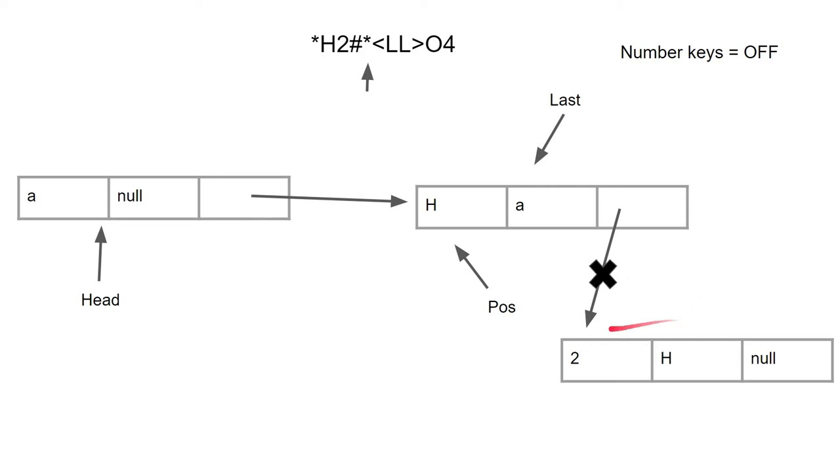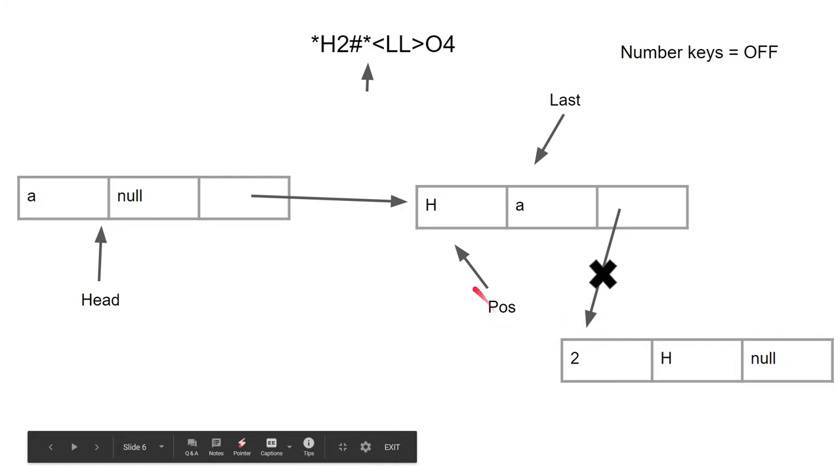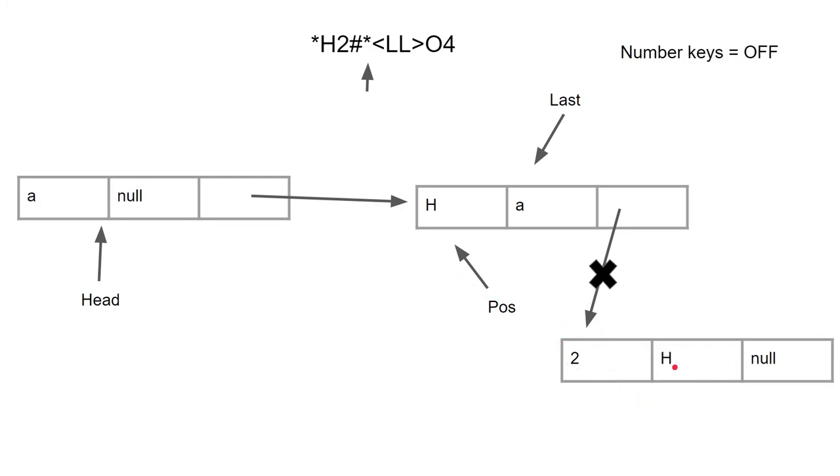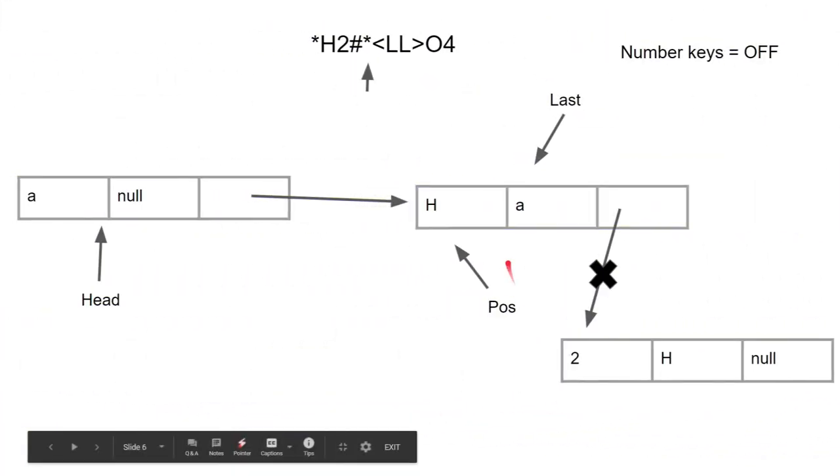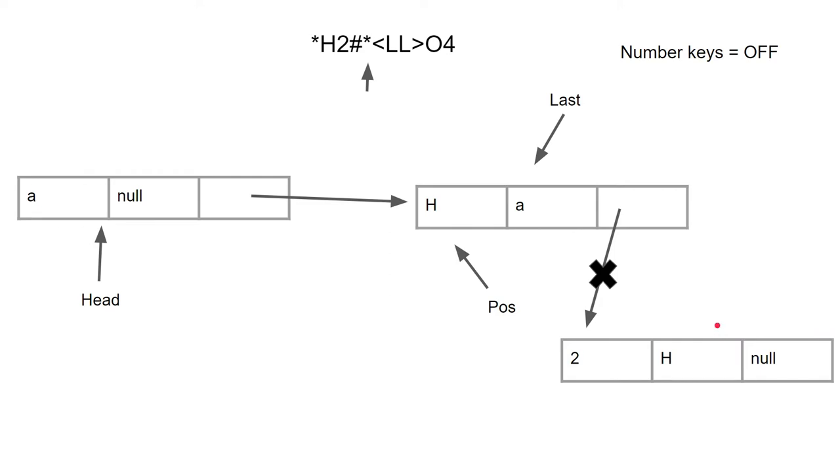So here we are deleting this node as this was the last node, and position will be equal to position dot previous. So this pointer will come back here. Also we need to update the last node because earlier this was the last node. So last was pointing here. Now last will point to this. Also the next address would now be pointing to null.